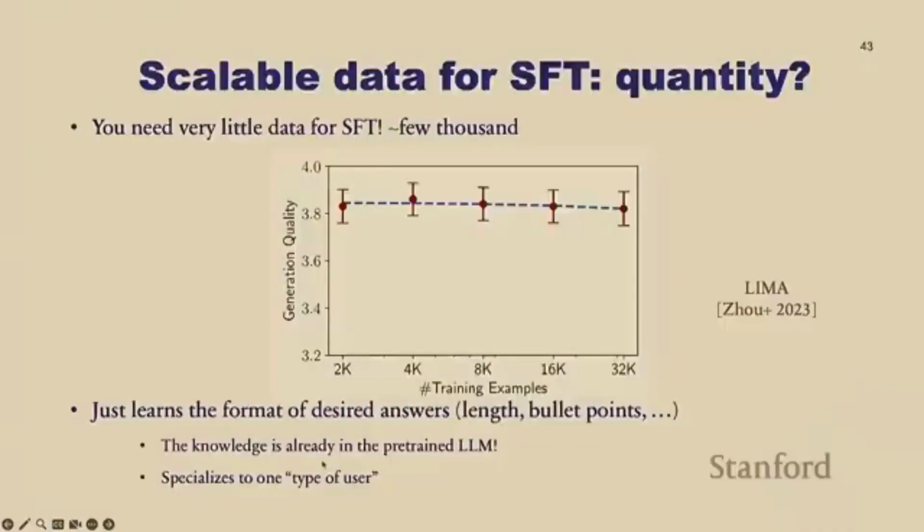Another way of saying it is that your pre-trained models essentially model the distribution of every user on the internet. One might write bullet points, another one might answer a question with an answer. All you tell your model is that you should actually be optimizing more for this type of user than another one. So you're not teaching it anything new through SFT, supervised fine-tuning. All you do is tell the model to optimize for one type of user that it already saw in the pre-training data set. The knowledge is already in the pre-trained LLM, and you just specialize to one type of user. Great. Any question on SFT?